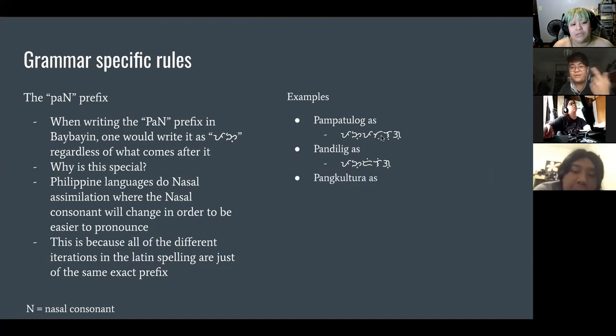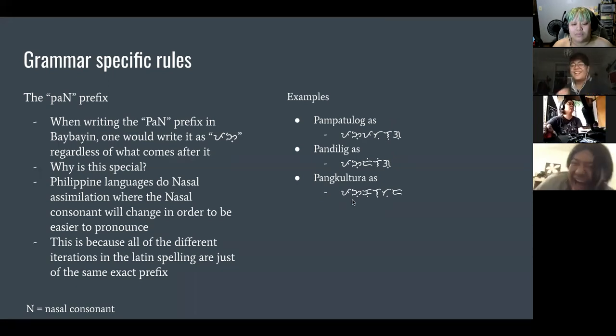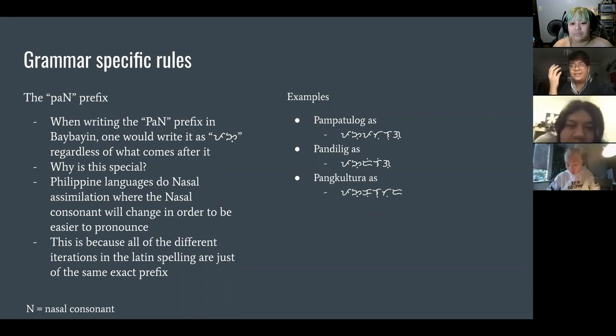We have the word pangkultura, for the culture. It will be written with the ng sound, exactly for the culture, and this is one of the few ones where it actually makes sense because ng is close to the k sound at the back, and it is how we would write it in the Latin alphabet.